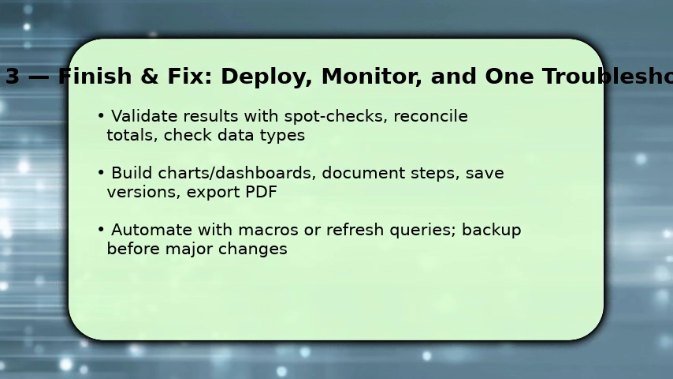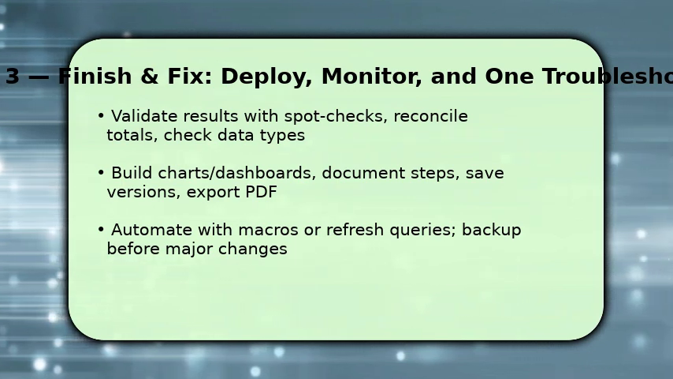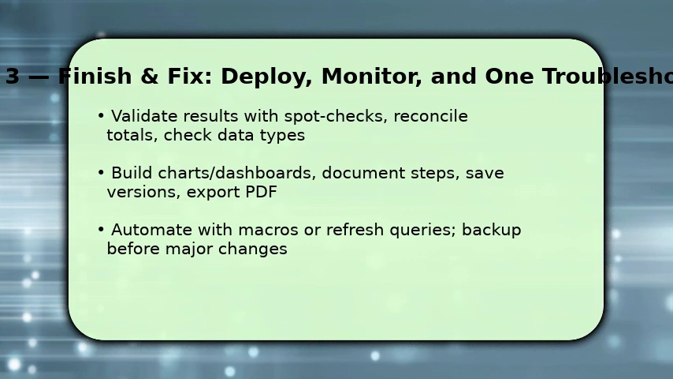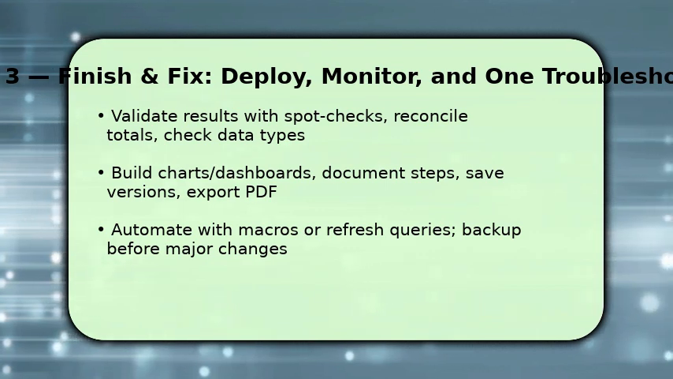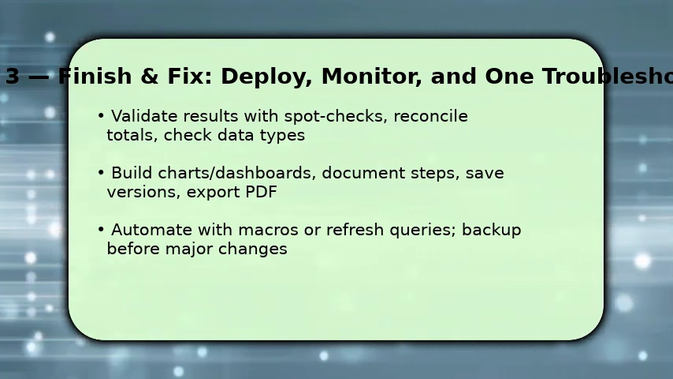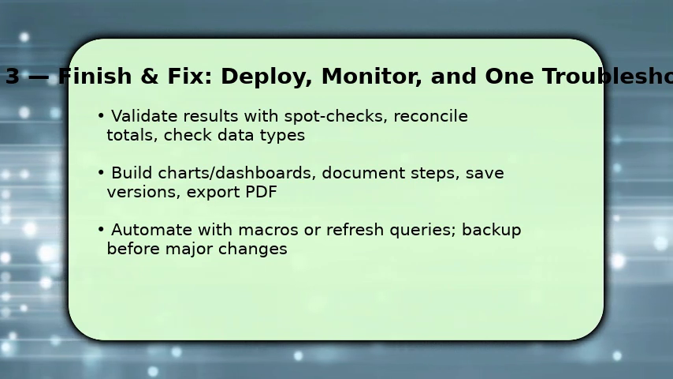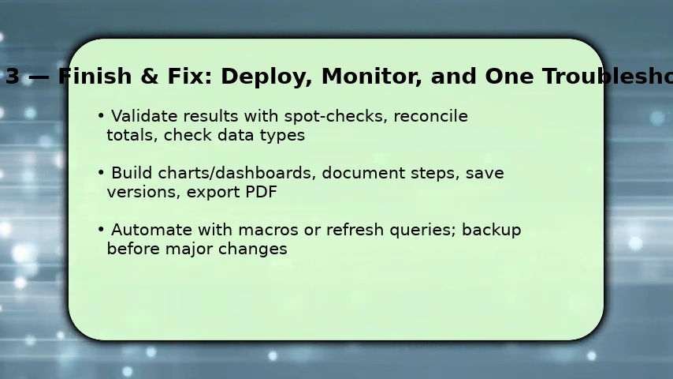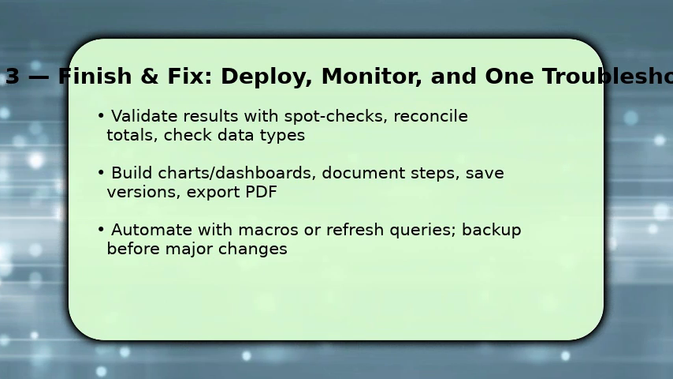Automate refresh with Power Query or a simple macro, but always back up before running macros. If calculations are wrong, check for hidden filters, mismatched data types, or duplicate keys. Fix those first. Then refresh the model and rerun the pivot or query.